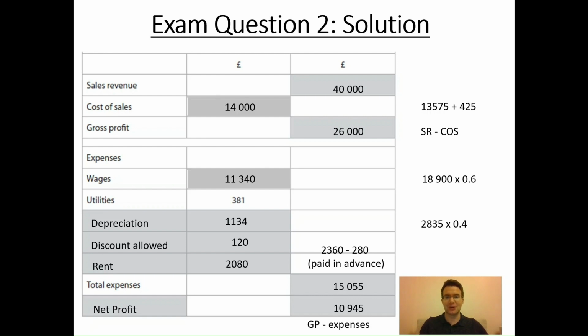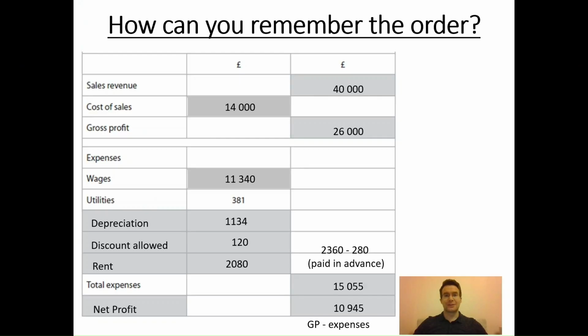Once again, to calculate net profit, we've got our gross profit minus our expenses, which gives us an answer of £10,945. Well done if you got that second question correct. So you might be thinking at this stage, how on earth do I remember the order of the statement of comprehensive income? Well, I've got a rather silly way that I use, which I'll share with you now.